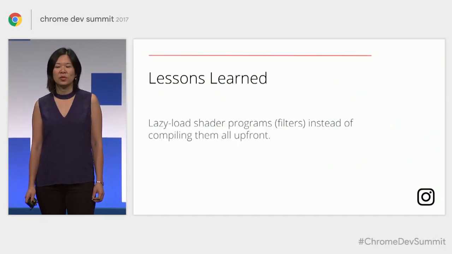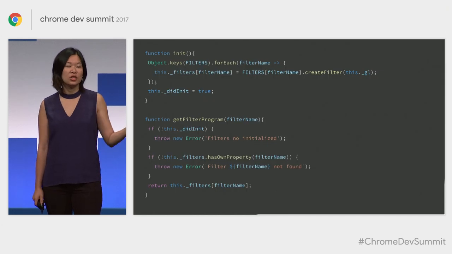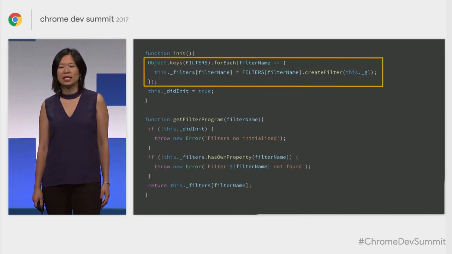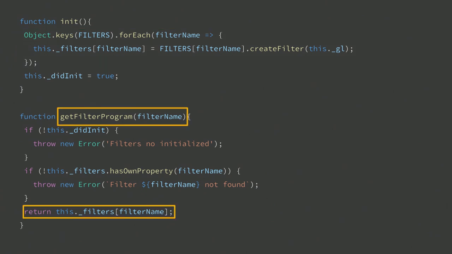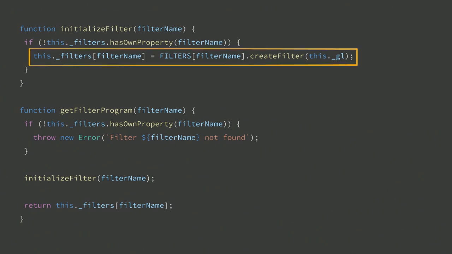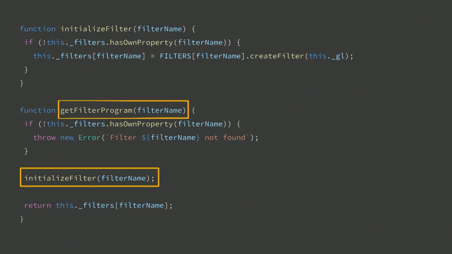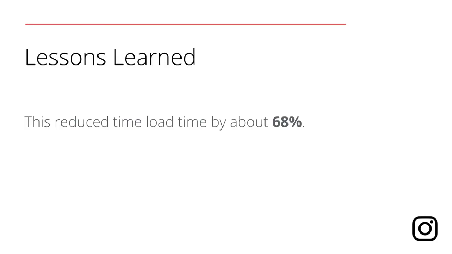Another performance improvement we did was to lazy load all of our shaders, which are our filters, instead of compiling them all up front. This was our original code. And as you can see, we would create all the filters on init, and then return them when we needed a filter program. We refactored the code to create a helper function that would initialize the filters that don't exist already, and only calling them when a filter was needed. This reduced load time by about 68%.